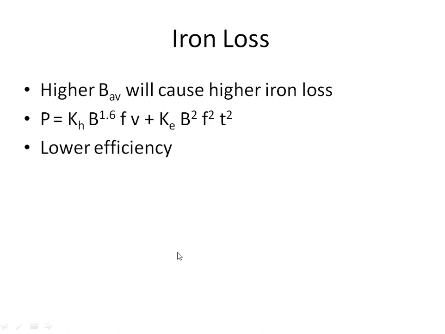Next is the iron loss. We know that iron loss has got two components, namely hysteresis loss and eddy current loss. Both these losses are dependent on the flux density. Higher value of the flux density will increase the hysteresis loss, as it is having a power of 1.6, and the eddy current loss, which is having a power of 2. So both hysteresis as well as eddy current loss will increase with higher value of BAV, which will lead to lower efficiency of the motor.